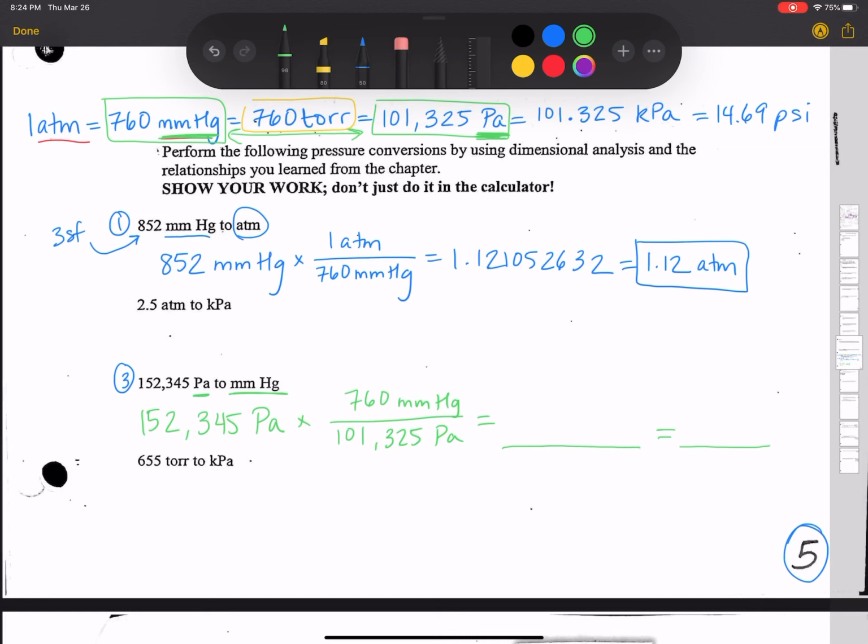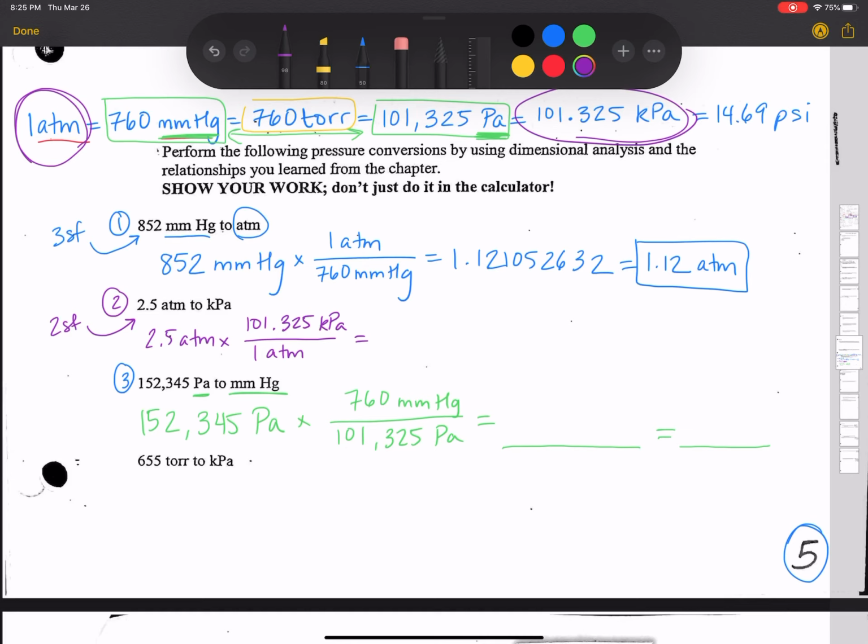I'm going to go back to question 2. This time around, we have 2 sig figs, and we're trying to go from ATM to kilopascals. Right here, I have 1 ATM, and right here, I have kilopascals. Now I just connect these two together to form my own conversion factor. I start with my data, which is 2.5 ATM. I want ATM to cancel and kilopascals to remain, so I'm going to put 1 ATM in my denominator and 101.325 kilopascals in my numerator. Now ATMs cancel out and I'm left with kilopascals. I'm going to leave you to do the calculation answer, and again the final answer with sig figs.